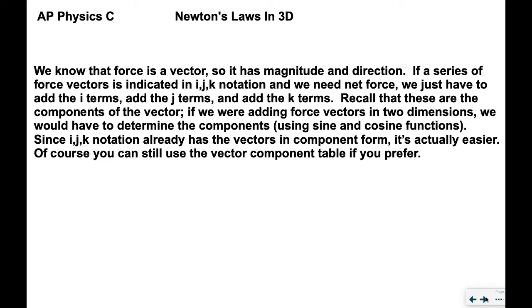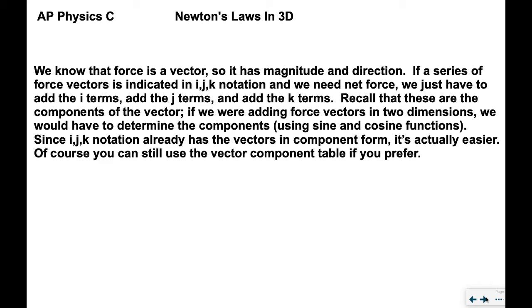So we know that force is a vector, so it has a magnitude and a direction. If a series of force vectors is indicated in IJK notation, and we need a net force, all we have to do, because the IJK notation indicates the x, y, and z components, is add the i terms, add the j terms, add the k terms, and these sums are the x, y, and z components of the net force.